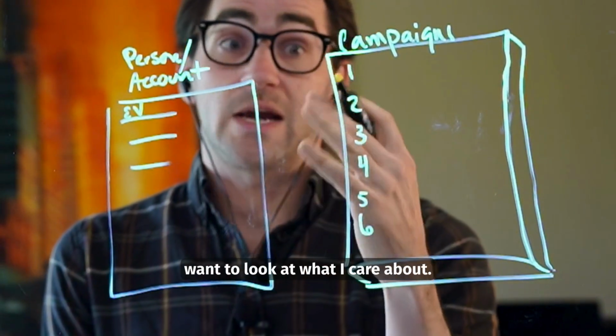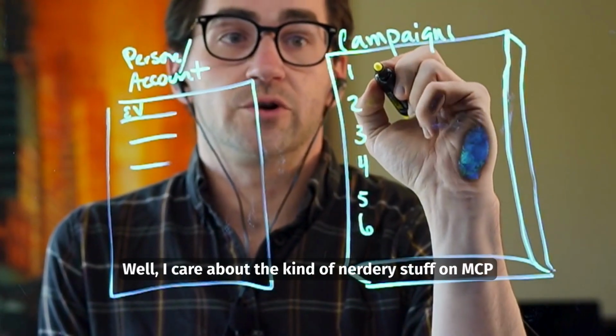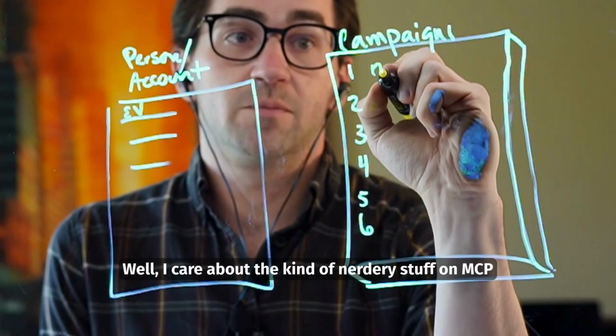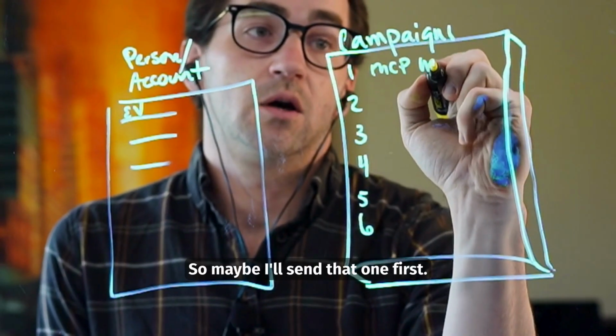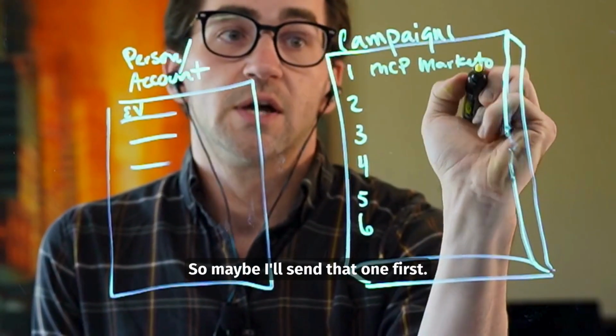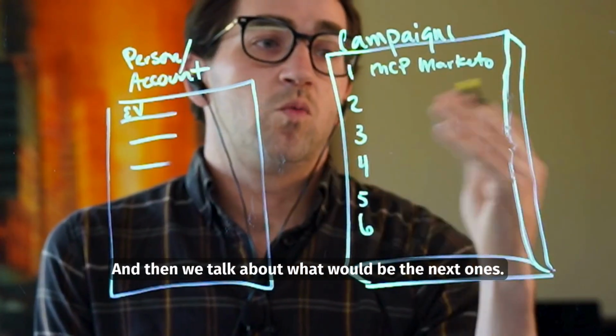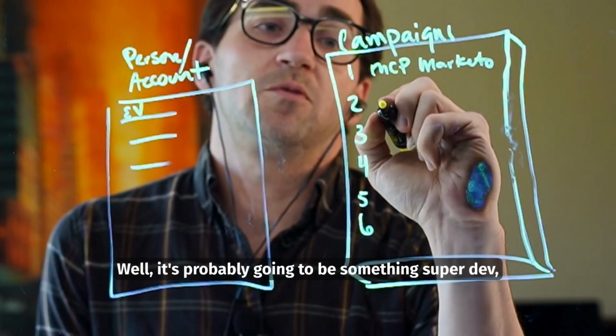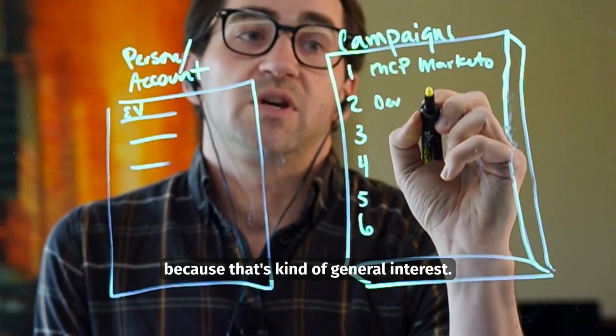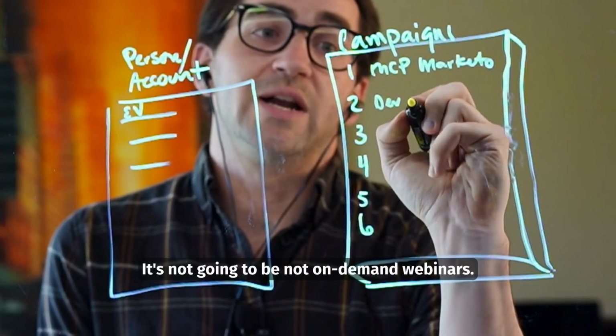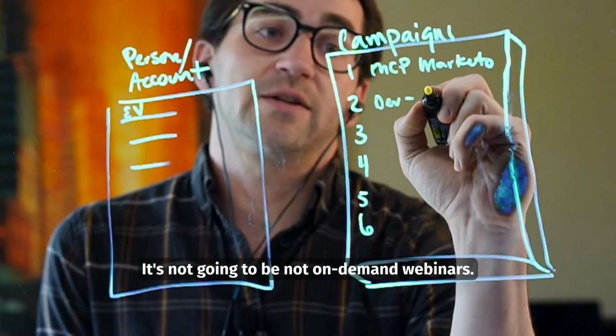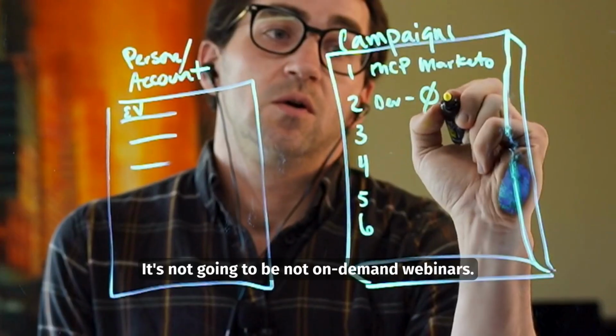So you can imagine, like, Edward Unthank here. You want to look at what I care about. Well, I care about the kind of nerdery stuff on MCP on Marketo. So maybe I'll send that one first. And then we talk about what would be the next ones. Well, it's probably going to be something super dev, because that's kind of general interest. It's not going to be on-demand webinars.